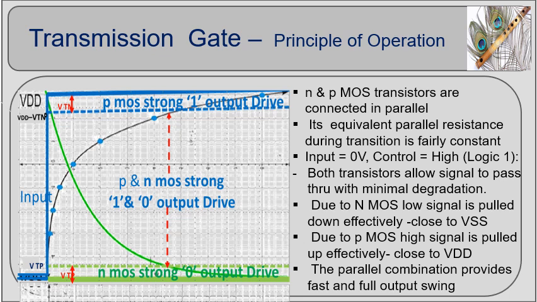By connecting NMOS and PMOS transistors in parallel, their complementary strengths compensate for each other's weaknesses, transmitting both strong high and low level input data efficiently. The wide output voltage swing property makes the transmission gate most popular in a wide range of analog and digital applications.